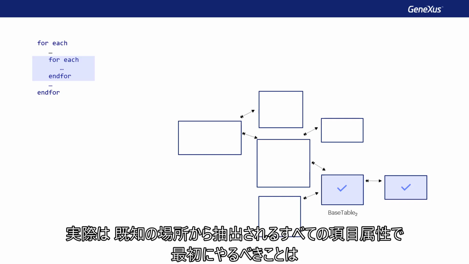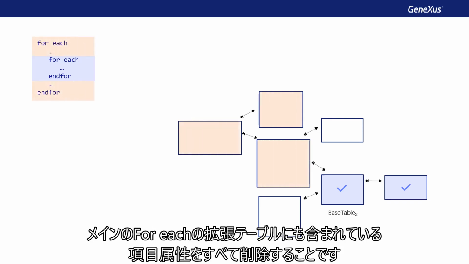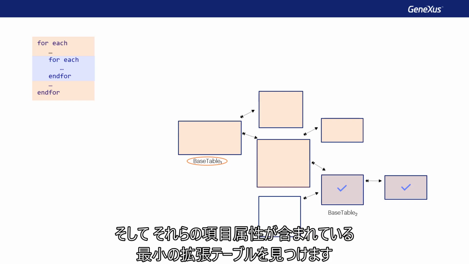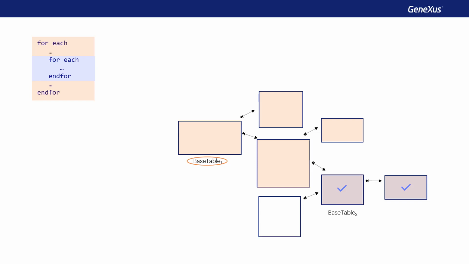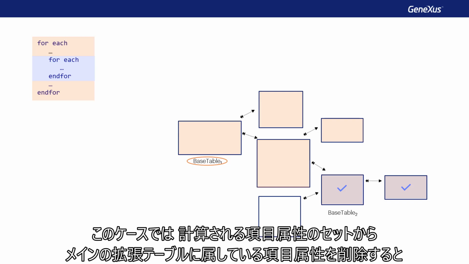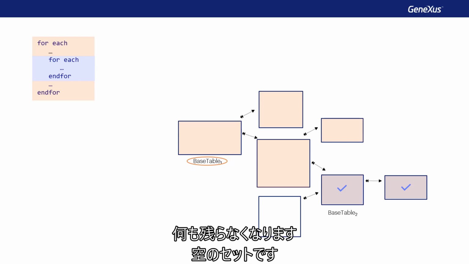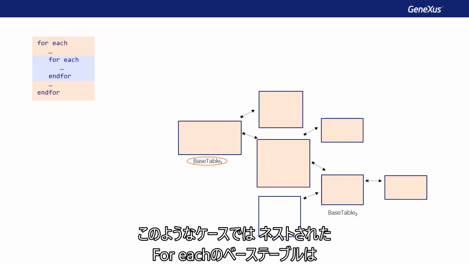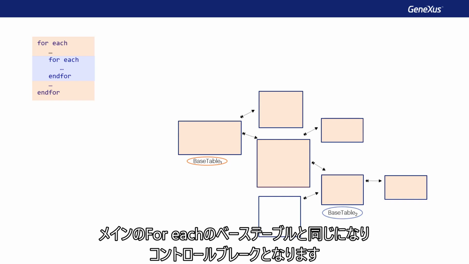In fact, from all the attributes extracted from the places already known, the first thing to do is remove all those that are also part of the extended table of the main for each, to operate only with the ones remaining, in order to find the minimum extended table that contains them. In this case, when you remove, from the set of attributes to be calculated, those that belong to the main's extended table, then you'll have none left, an empty set. In such a case, the base table of the nested for each will be the same as the one of the main for each, and it will then be a control break.